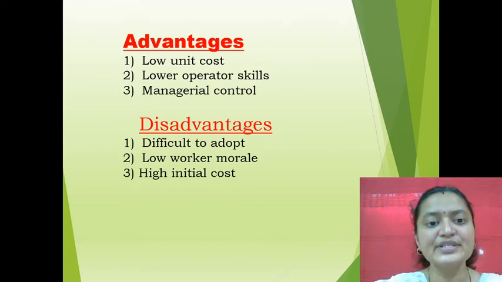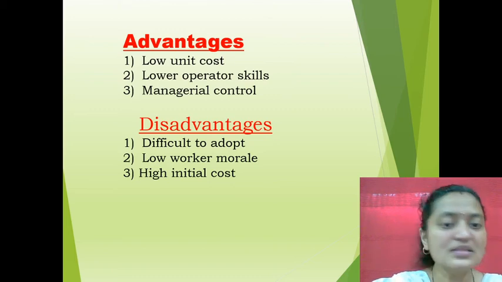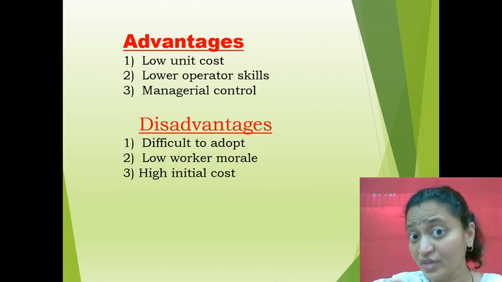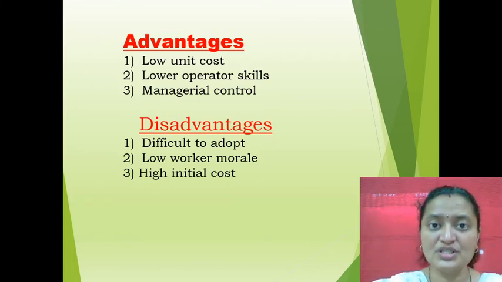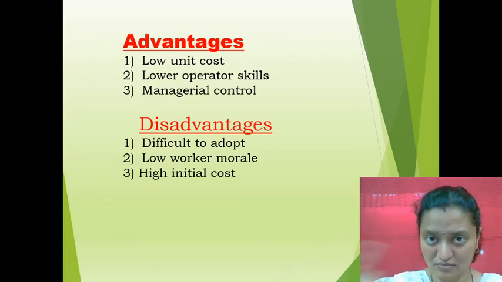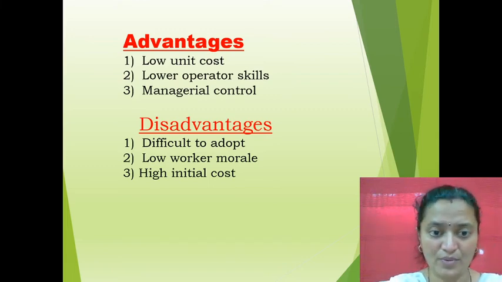Apart from that, there are certain disadvantages also. In that, the first one is difficult to adopt. Now why is this method very difficult to adopt? Because it is a continuous production system, as we saw in the meaning itself. The machines run in a continuous flow, so this method is very difficult to adopt.